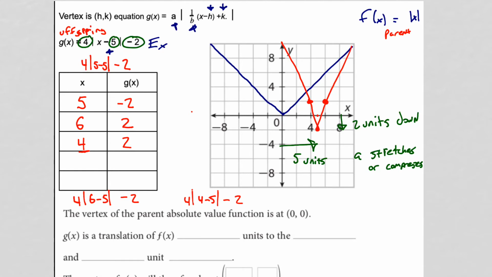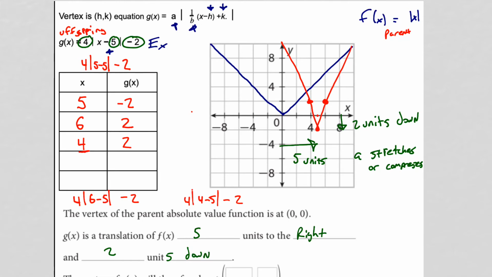So I'm going to stop graphing at that point, and then I'm going to fill out some more information on this graph. The vertex of the parent absolute value function is at (0, 0). G of x is a translation which moves basically 5 units to the right. That's the conclusion we just made. And 2 units down.